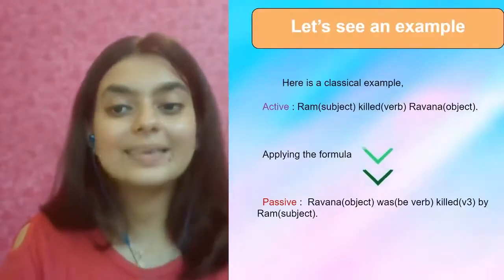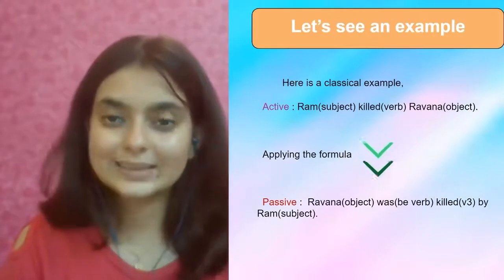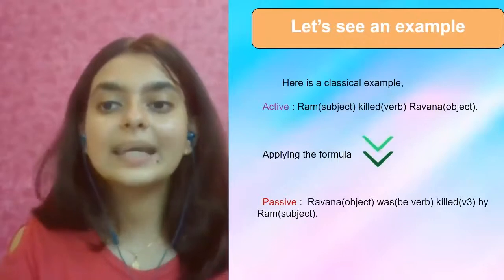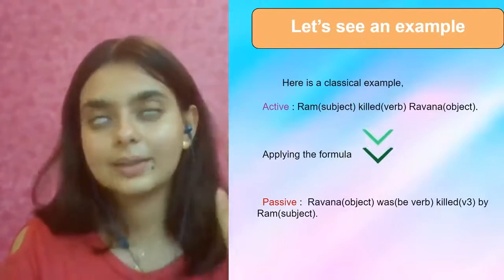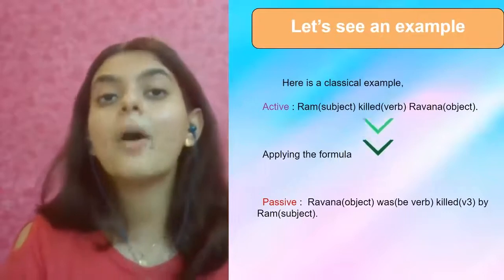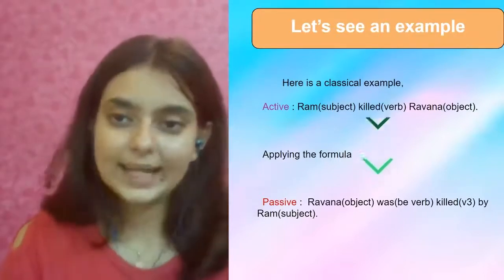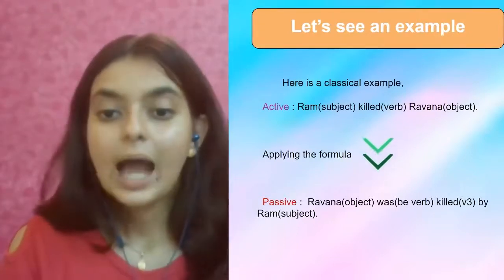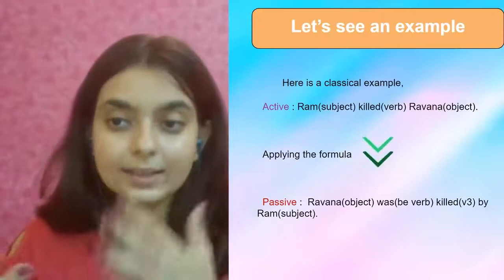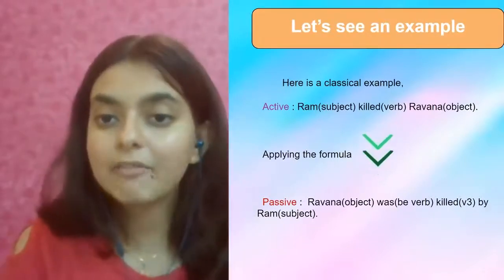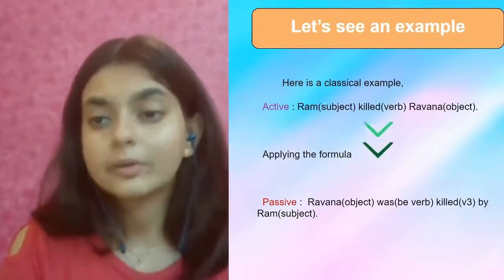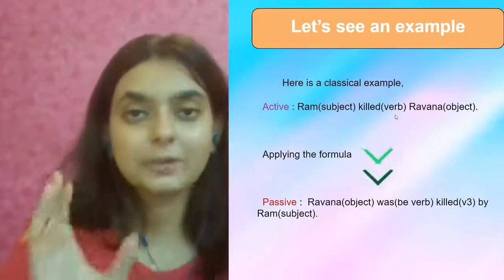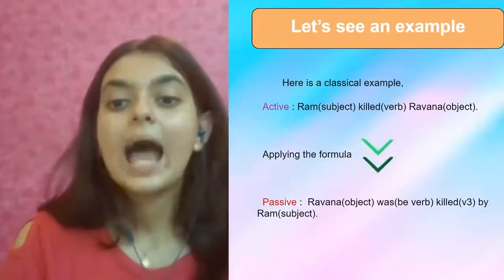Now let us have a look at the example in order to clarify our concept, okay, and make it easier and simpler. So now Ram killed Ravana. You can see that this is in active voice because Ram occupies the beginning of the sentence. Now we will apply the formula which we have learned previously. We will replace the subject and the object. Here Ravana was the object. Ram killed who? Ram killed Ravana. So Ravana becomes the object, and Ravana will come at the initial position when we are changing into passive voice.